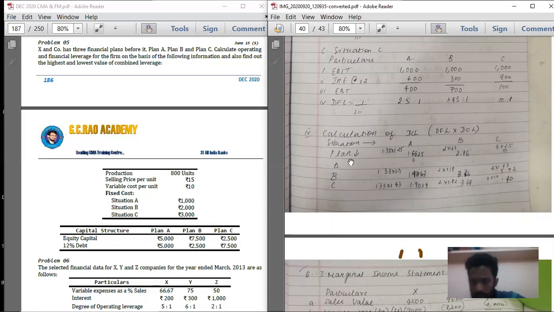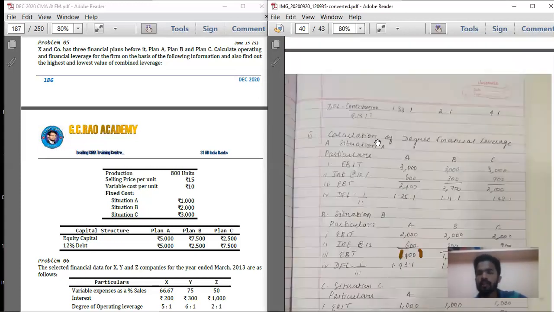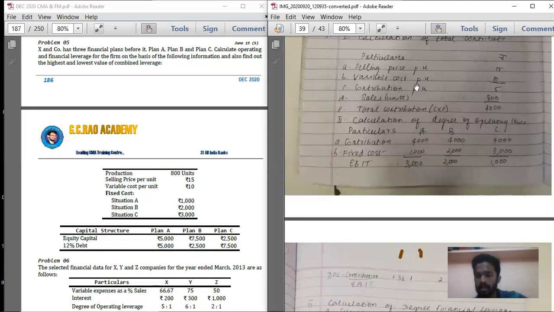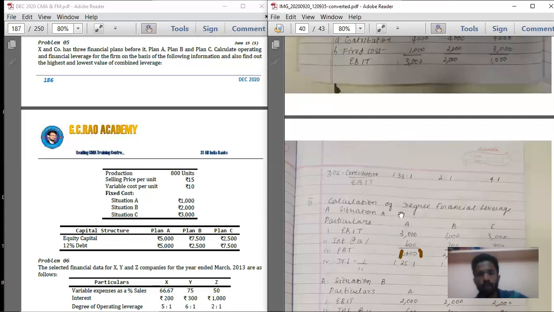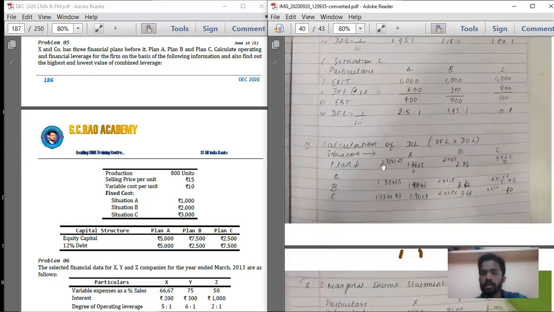So now under situation A and plan A, what is DCL? DFL into DOL. What is the degree of operating leverage under situation A? Under situation A, the degree of operating leverage is 1.33 is to 1. Under situation A, plan A, what is financial leverage? 1.25. So within bracket 1.33 into 1.25, that is 1.6625. That is the degree of combined leverage. That's all. This is what you should do for all 9.